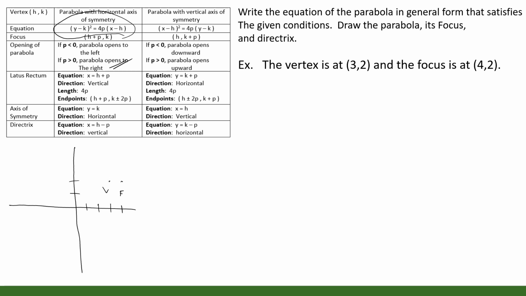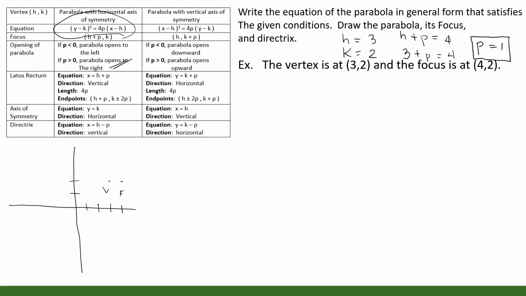The vertex is at (3, 2). So what is our h? The h is 3 and our k is 2 because the vertex is at (3, 2). The focus is at (4, 2). Our focus came from the coordinate (h plus p, k). If h plus p is 4, and h is 3, so 3 plus p is 4, meaning the value of p here is 1. So our p is 1.